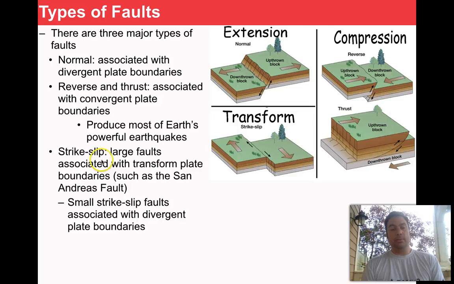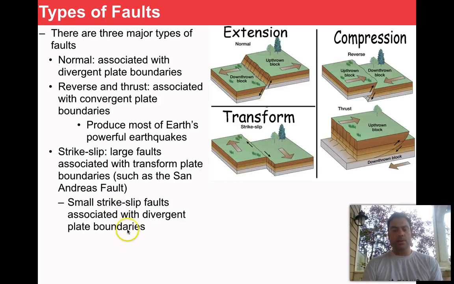Strike-slip faults are really important too. These are large faults associated with transform plate boundaries, and the most famous example is one I just showed you, the San Andreas Fault. Small strike-slip faults are associated with divergent plate boundaries as well. But anyway, we want to show what these transform boundaries look like. And here we actually see one moving off to the side, this one moving off to the side.